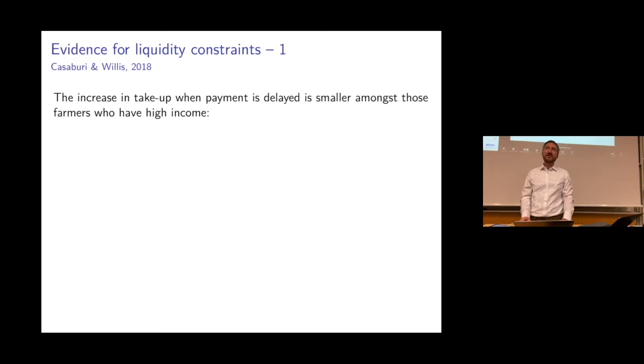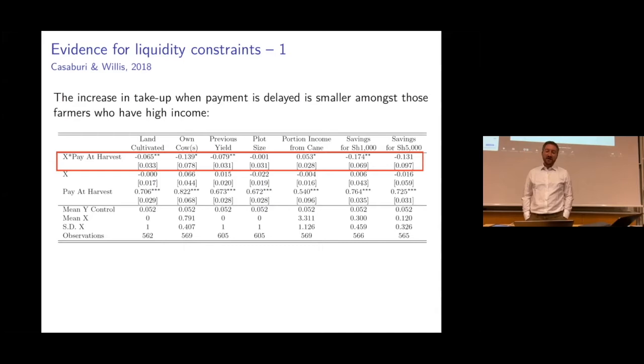So here's the first piece of evidence for liquidity constraints. It is that the increase in take up under this delayed payment condition is smaller among farmers with high income, and it's larger among poor farmers. Here's a table from Jack and Lorenzo's paper where the dependent variable is take up of the insurance. You can see down here the treatment effect of the pay at harvest condition. That's a very large positive number. If you allow them to pay at harvest day, they take up a lot more.